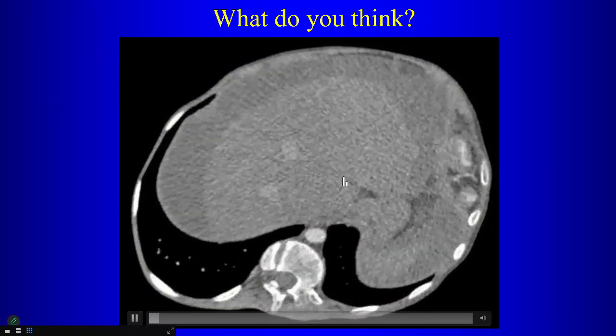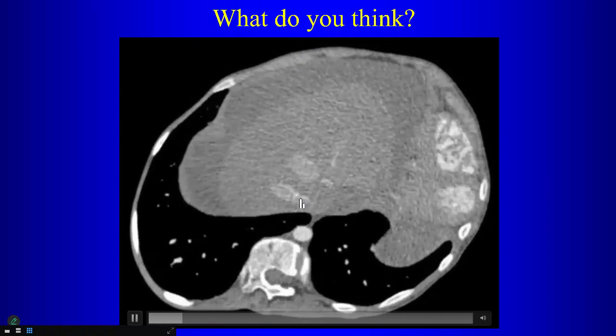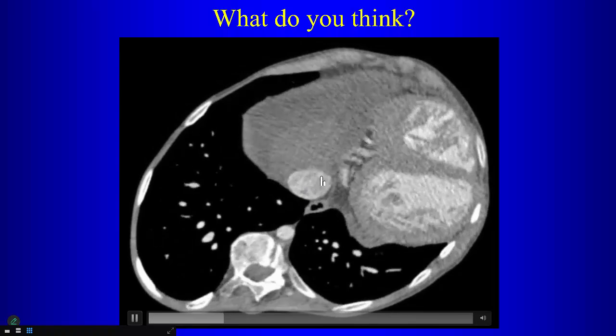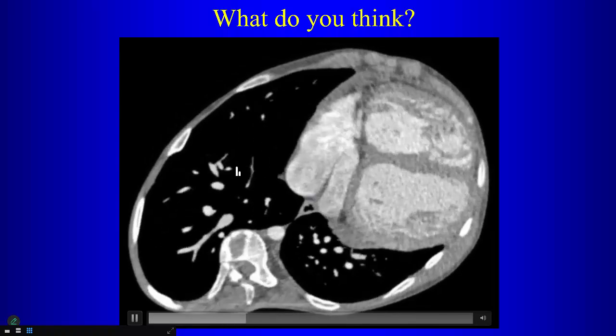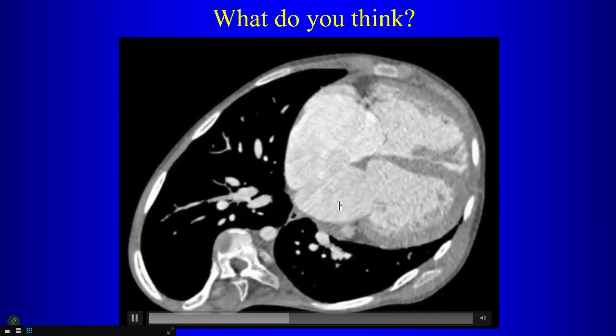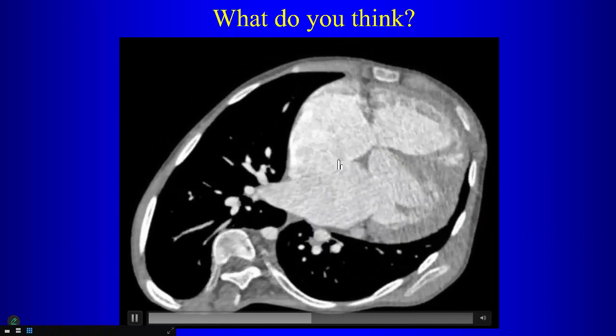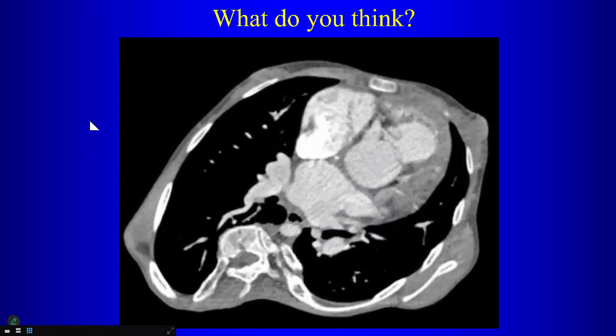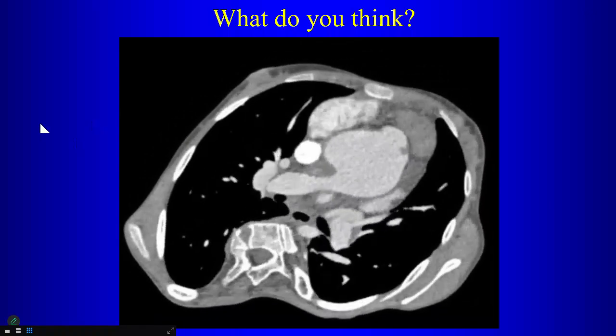So we start by identifying what? We want to find the IVC, because the IVC will take us to the right atrium. So that guy's the right atrium. This guy will be this big thing in the middle. Yeah, so there's a large ASD, so we've identified that already, okay?